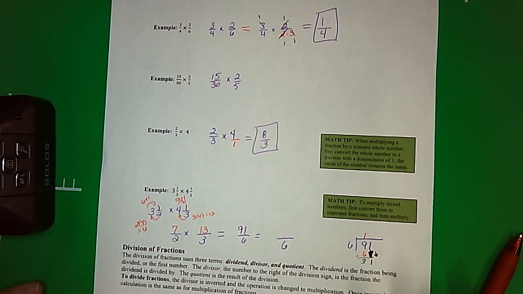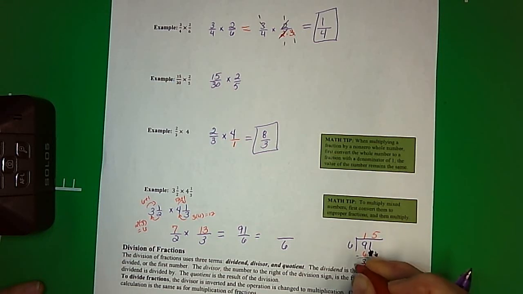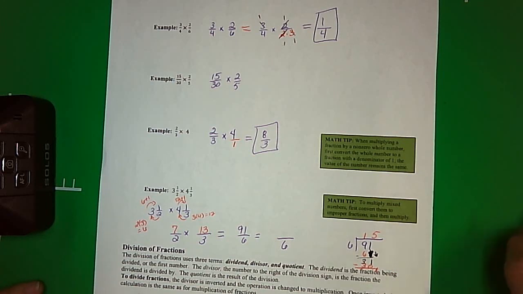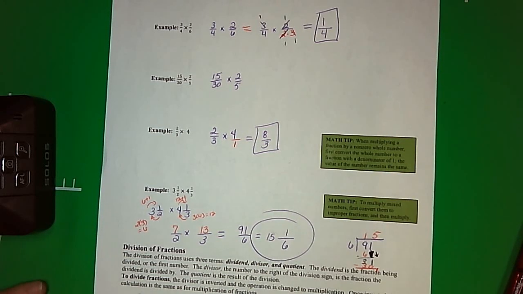6 goes into 31 how many times? 5, because 5 times 6 is 30. Subtract it, and it leaves me with a remainder of 1. And if it leaves me with a remainder of 1, the remainder of 1 is my new numerator, and 15 is my whole number. And it is written in mixed number form.